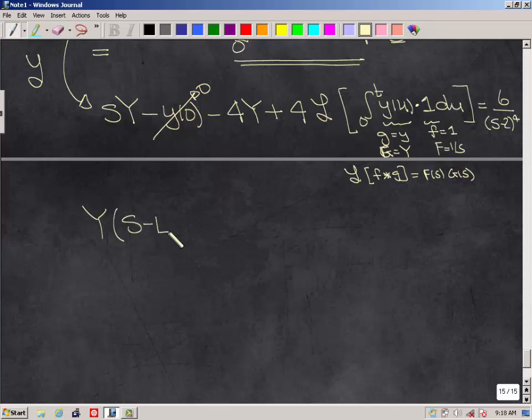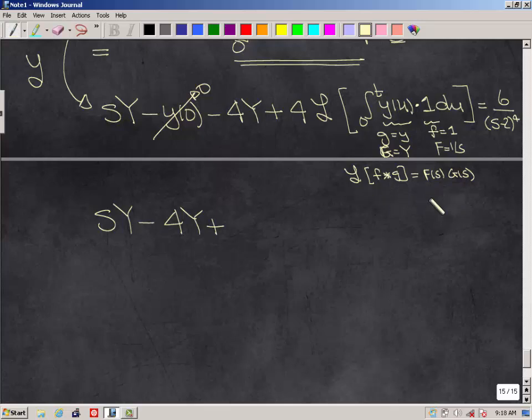I get s minus 4. Okay, so far. Actually, I won't take a y out because I'll get another y here. So let's leave it alone for a second. Minus 4y plus this Laplace will become this, which will become this.